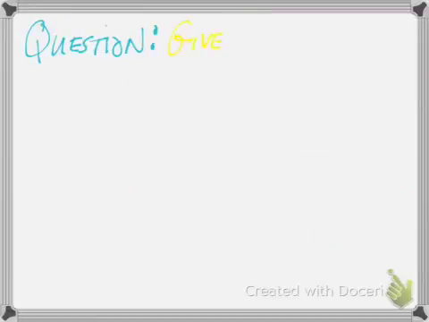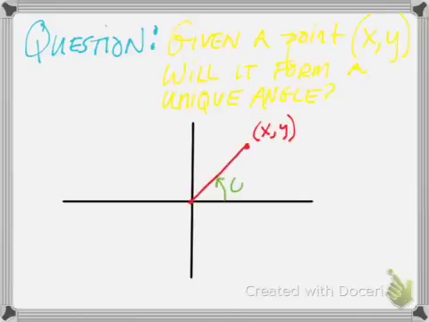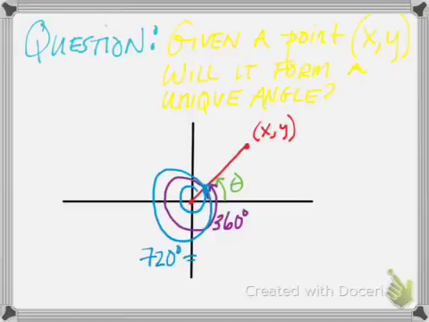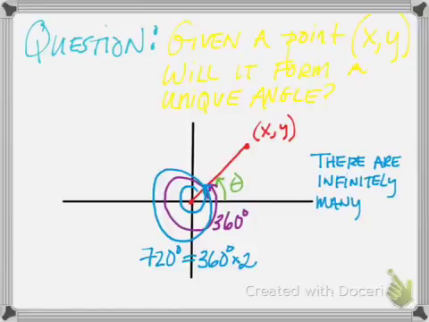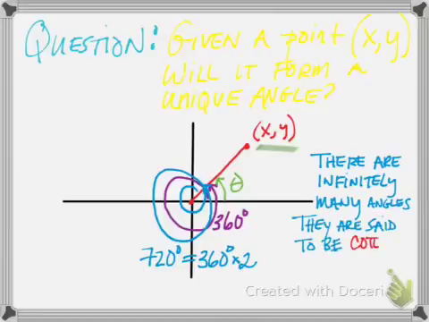So there's a question. The question is, given some point x comma y, will it form a unique angle? And if you start thinking about it and plot a point, there's x, y, there's an angle theta. We can notice pretty quickly that if I add 360 degrees, I have the same terminal side, 720 degrees, the same terminal side. And so there's going to be infinitely many angles that go through this point x, y. And if we have angles that have the same terminal side, they are said to be coterminal. So geometrically, this is what it looks like.